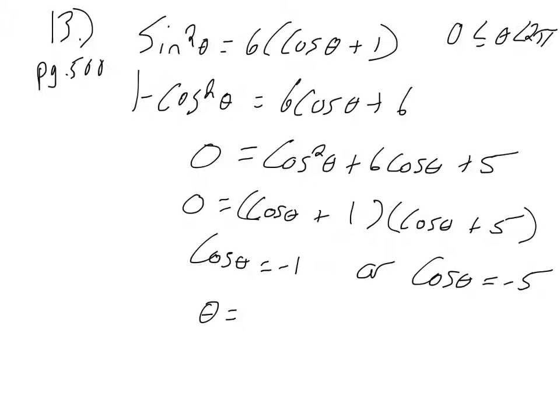So cosine theta equals negative 1 on that interval. Where does cosine theta equal negative 1? Well, that happens when theta is equal to pi, right? And is cosine theta ever equal to negative 5? No, so there's no solution to that equation. So the only solution that works is theta equals pi here.